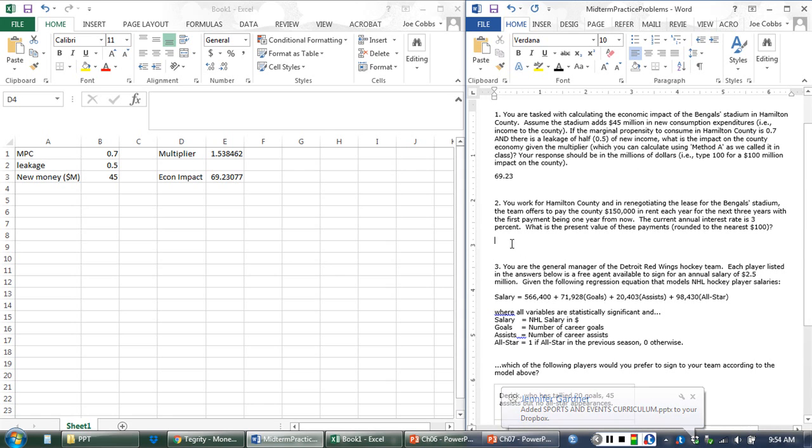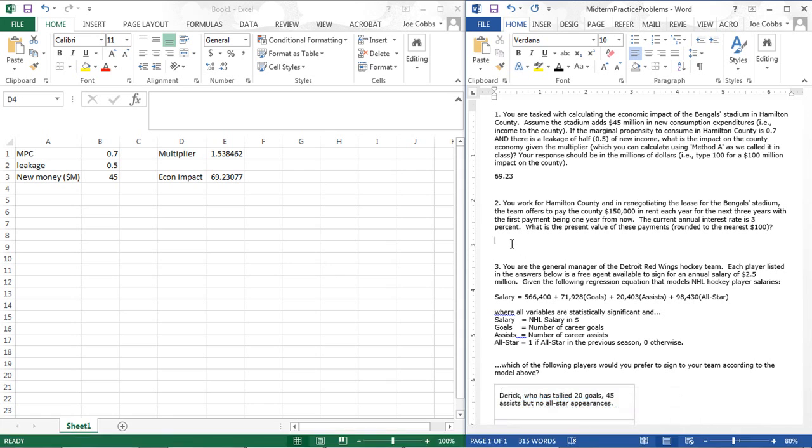So you work for Hamilton County. You're renegotiating the lease for the Bengals Stadium, which a lot of county commissioners have tried to do but been unsuccessful. The team offers to pay the county $150,000 in rent each year for the next 3 years, the first payment being 1 year from now. The current annual interest rate is 3%. What's the net present value, or what is the present value of these payments rounded to the nearest $100?